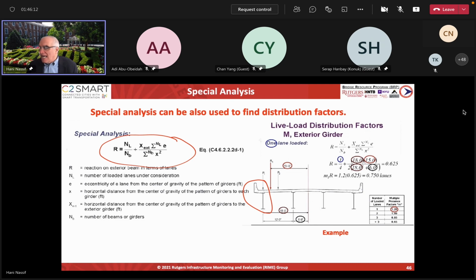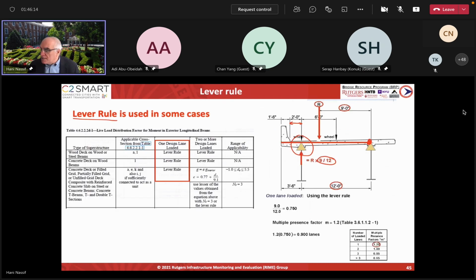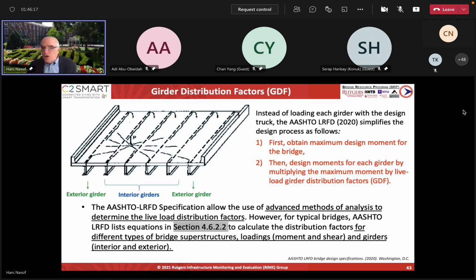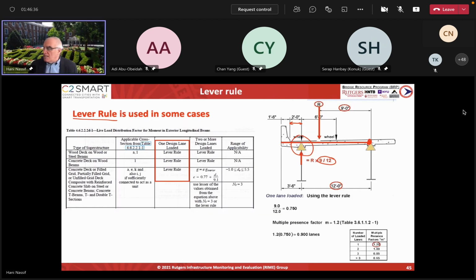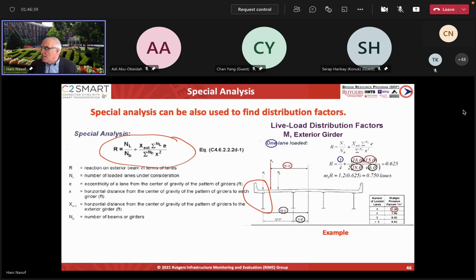These equations here already have the multiple presence factor included in them. So if you are using the code distribution factors, whether it's a single lane or a double lane, you don't have to apply the multiple presence factor. But if you are using this method here, the one lane loaded, you have to multiply it by the 1.2, which is shown here.